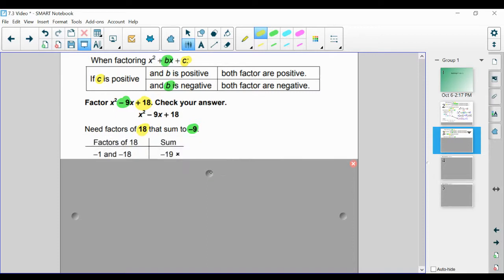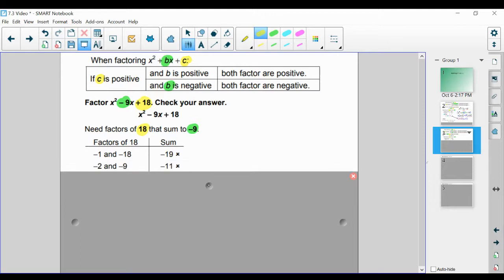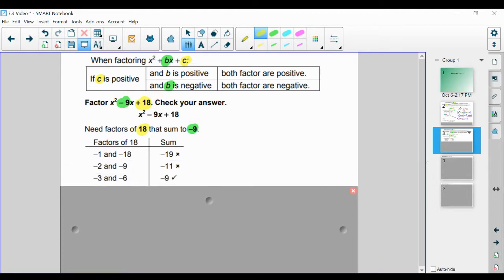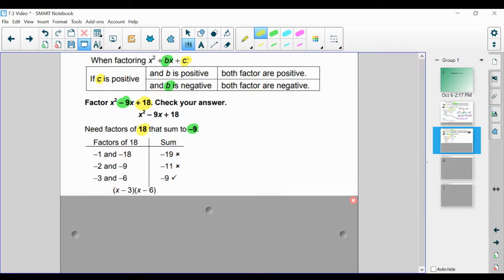Well, we can list out our factors. Negative 1 and negative 18 does not add up. Negative 2 and negative 9 does not add up. Negative 3 and negative 6 do add up though. So we can rewrite it as x minus 3 and x minus 6. Again, the x minus 3 came from one of the factors, and then minus 6 came from the other.